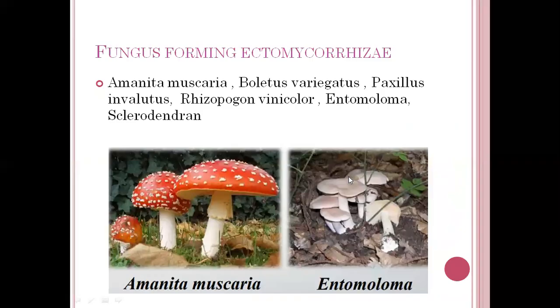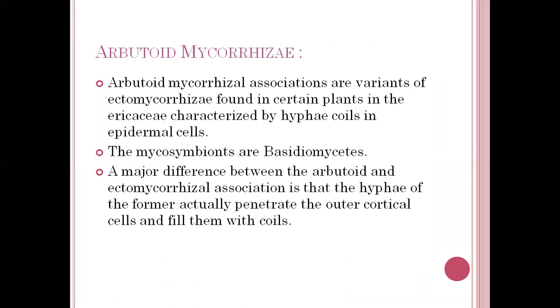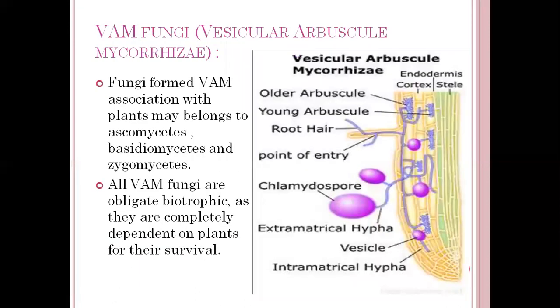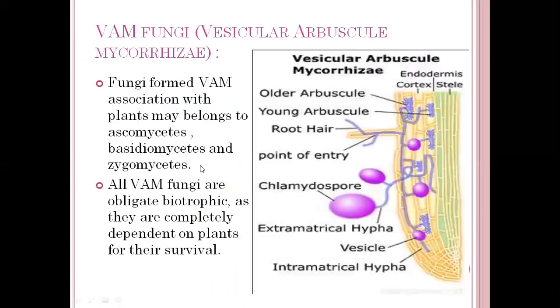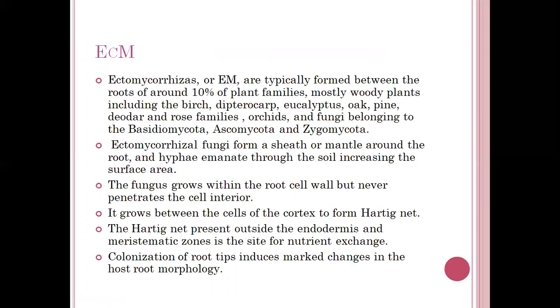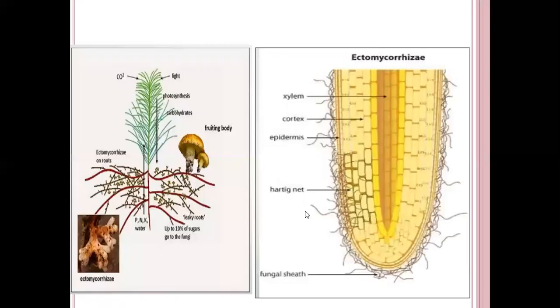But if you look at the other diagram which shows the endomycorrhiza, I'll just show you again. In the endomycorrhiza, you can clearly see that the fungal hyphae are entering inside the plant cells. But in ectomycorrhiza, they are not entering inside the cells. They are forming the Hartig net in between the plant cells.